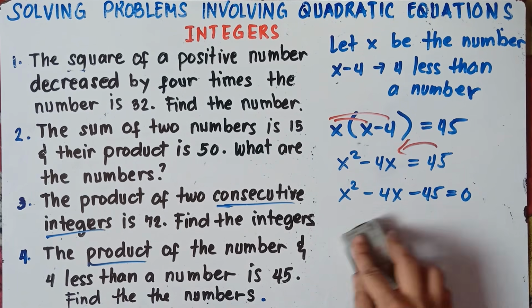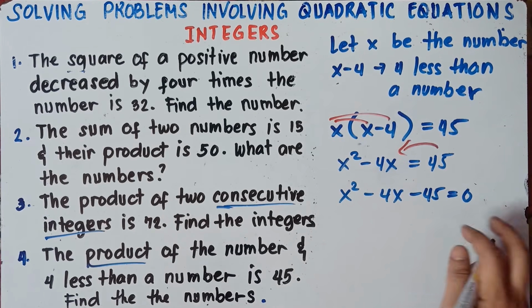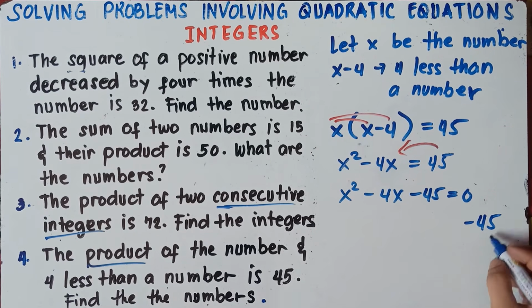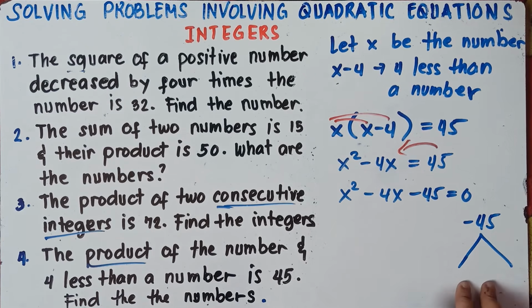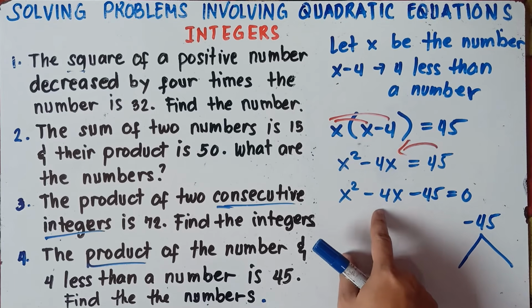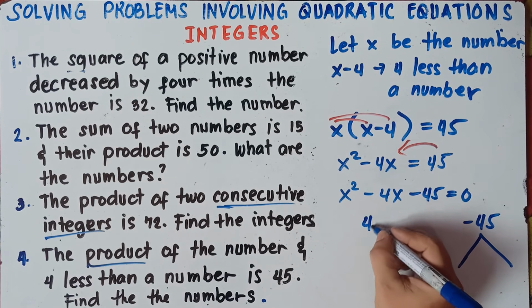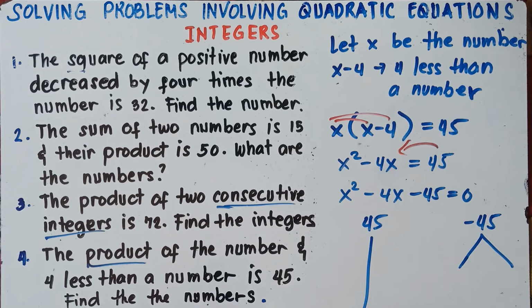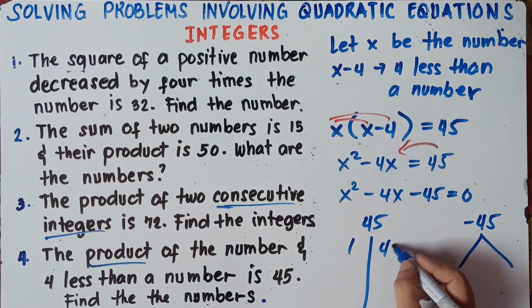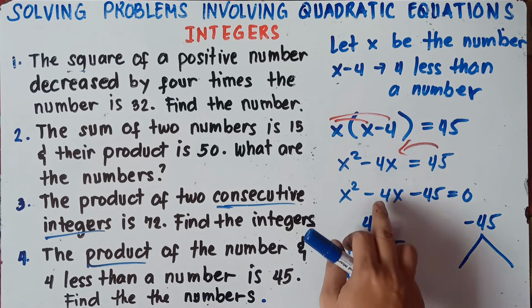So, alright, once again, we factor this out. You copy negative 45, and you find two numbers, class, that when you multiply the two numbers, you will get negative 45. When you combine the two numbers, you will get negative 4. Actually, you can get the factors of 45, class, but it will take time. For the factors of 45, that's 1 and 45, 5 and 9, right? So, you select, class, in which you can get negative 4.